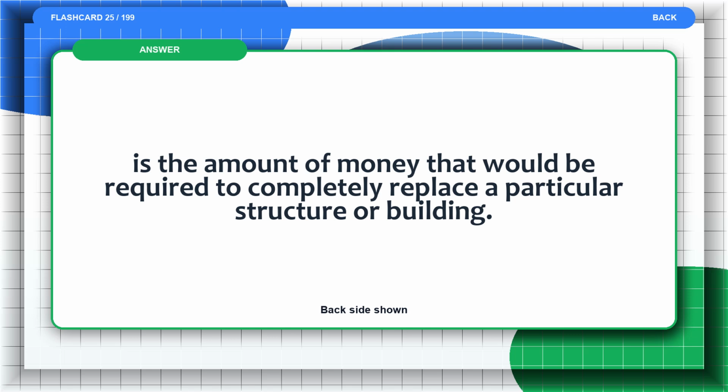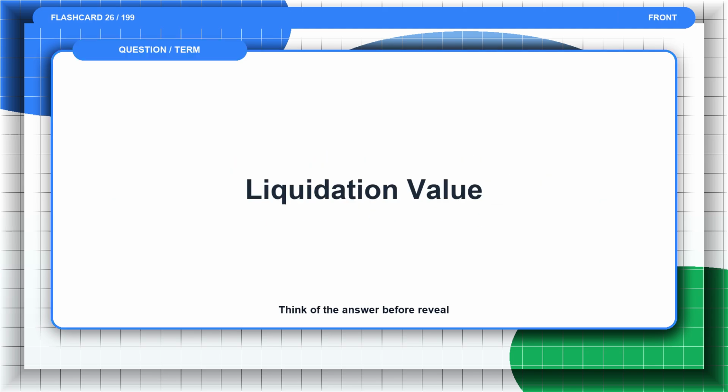The answer is the amount of money that would be required to completely replace a particular structure or building. Flashcard 26. Liquidation value. Pause and think of the answer before the reveal.